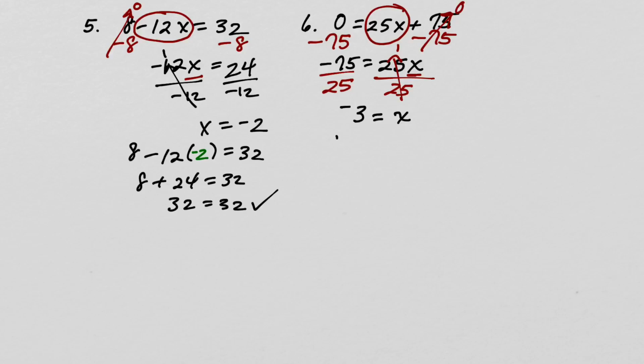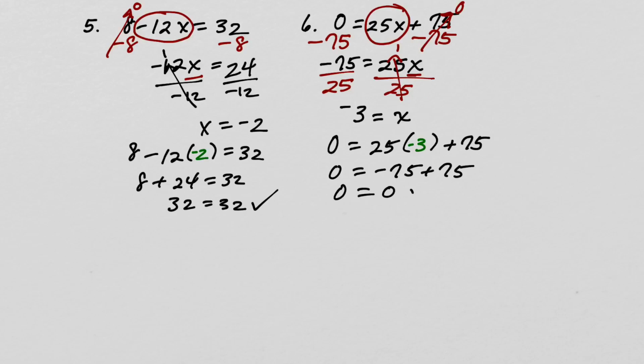And again, we're going to check. 0 equals 25 times some number plus 75. We're going to say that answer is negative 3. Let's see what that comes out to be. 0 equals negative 75 plus 75. 0 equals 0, and it checks out. Okay.